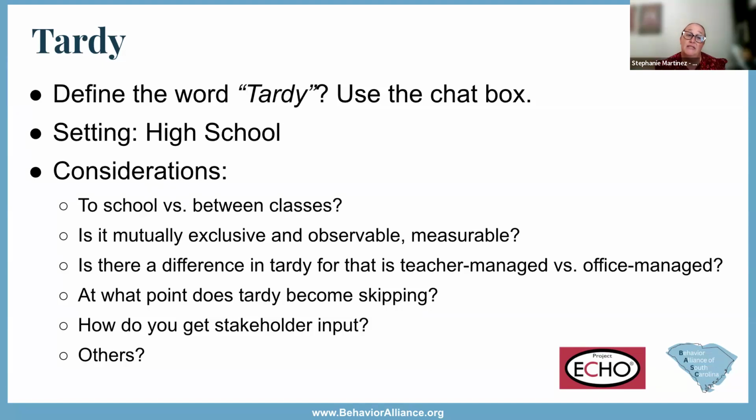So one of the things that we're going to talk about is that mutually exclusive and observable and measurable. I've seen teams really debate what tardy looks like. So I'm going to give you a couple of different examples of when we think about tardy. So I've seen a lot of the definitions in there, and I would say one of the things we want to make sure is that they're observable, measurable.